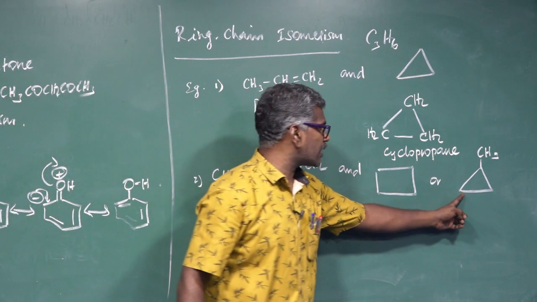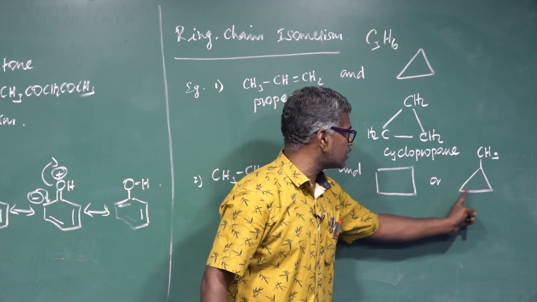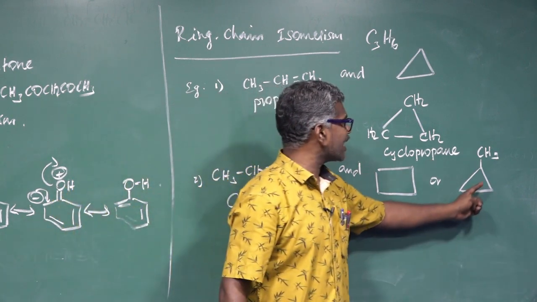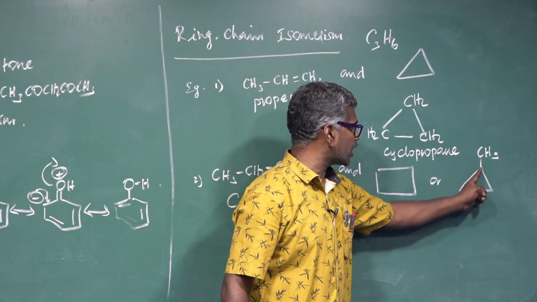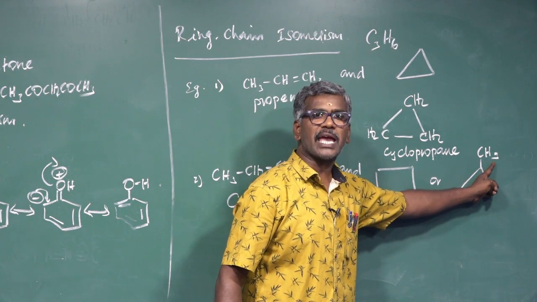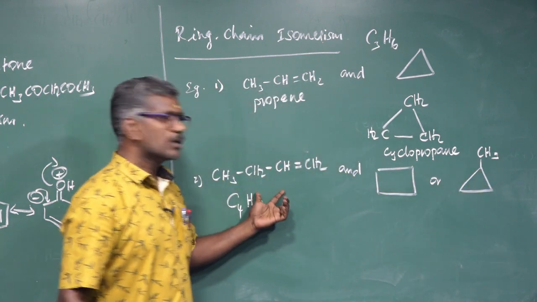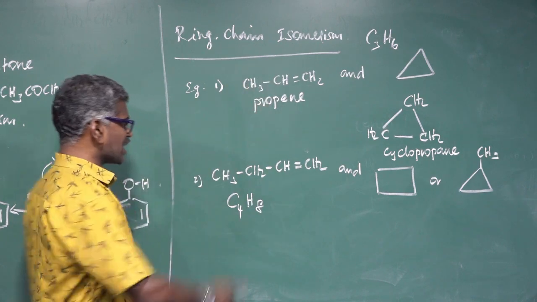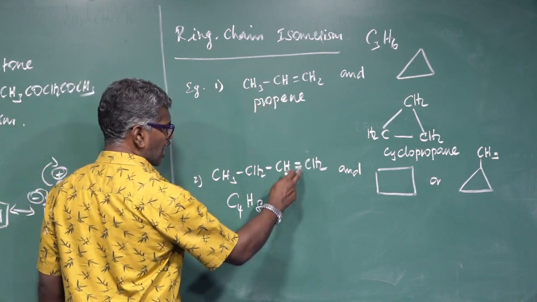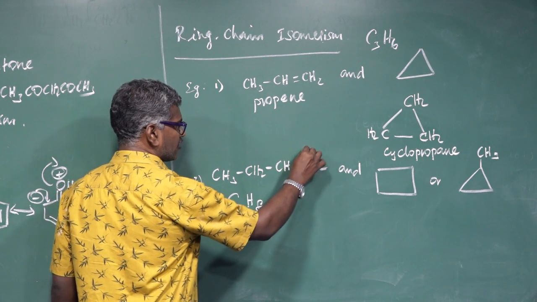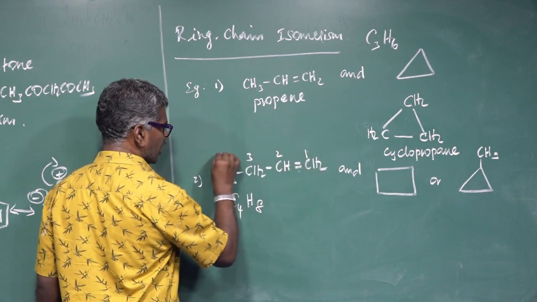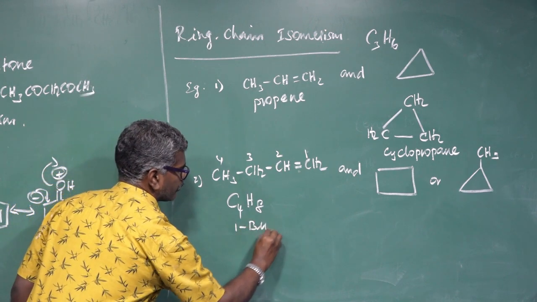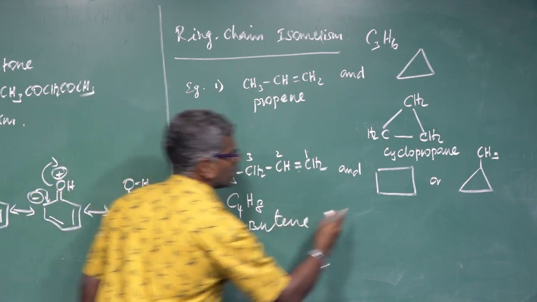For that compound, there is carbon 1, 2, 3, 4. 4 carbons, how many hydrogens? 8 hydrogens. Here 2, here 2, here 1, 5. 5 plus 3, 8 hydrogens. This one is another example for ring chain isomerism. What is the name of this compound? Functional group attached to the first carbon, give the numbering 1, 2, 3, 4. What is the name? 1-butene.